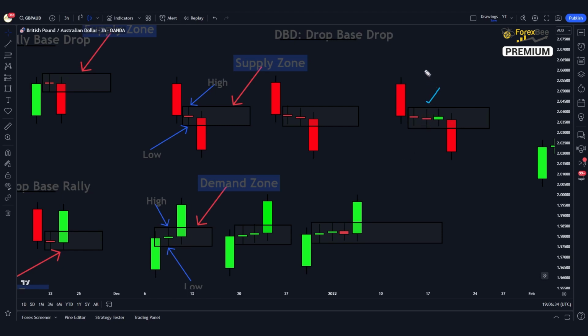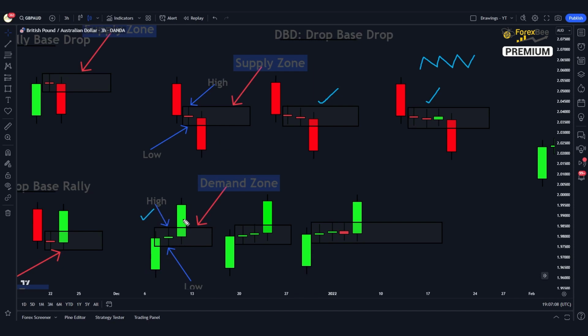Now, the color or the nature of the body of these base candles doesn't matter, because all the base candles do is represent a ranging market structure. It does not matter if they were bullish or bearish because their bodies are very small, but the color or the nature of the rally and drop candles does matter because it determines whether it's going to be a supply zone or a demand zone. So this is the formation of a supply zone with more than one base candle, and this is how it will look.